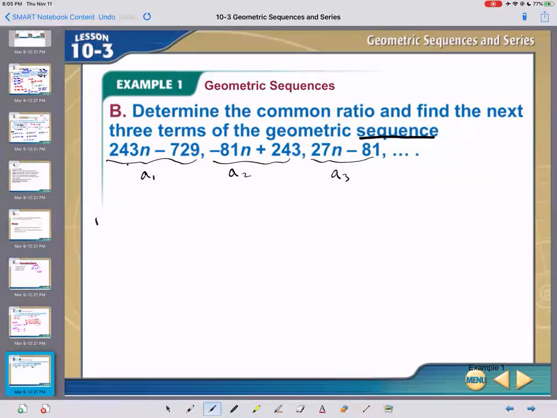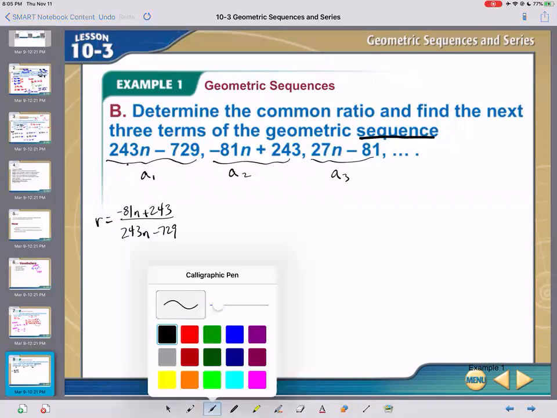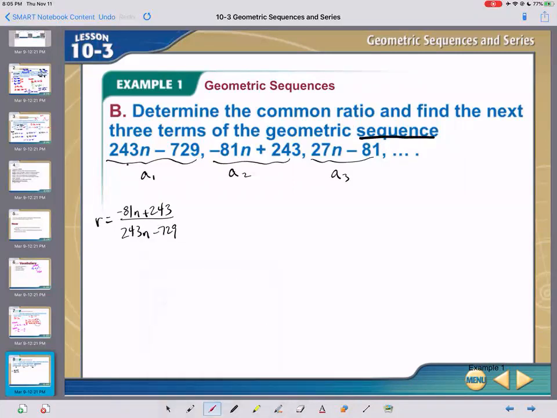So what I'm going to first do is find my common ratio. So I'll take the second term, negative 81n plus 243, and I'm going to divide that by the first term, 243n minus 729. So a little math rule, if you remember this from chapter 2, if I want to simplify a fraction, I can't just say, oh, 243, 243, cancel, cancel. That doesn't work because they're not factors. So I need to factor this out.